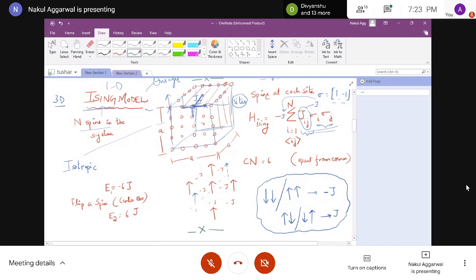As a result, for all those spins not at the edges or at the corners, or let's say inside, the coordination number is going to be 6.